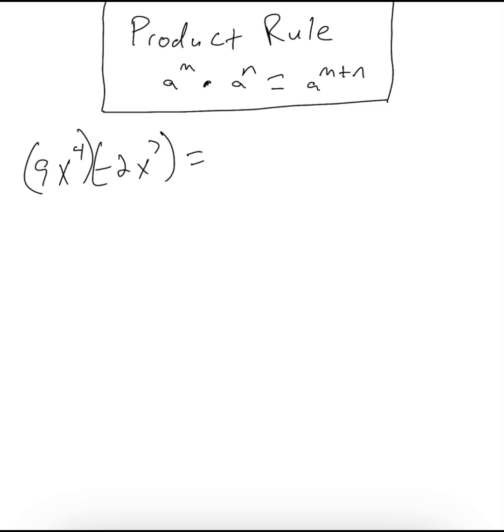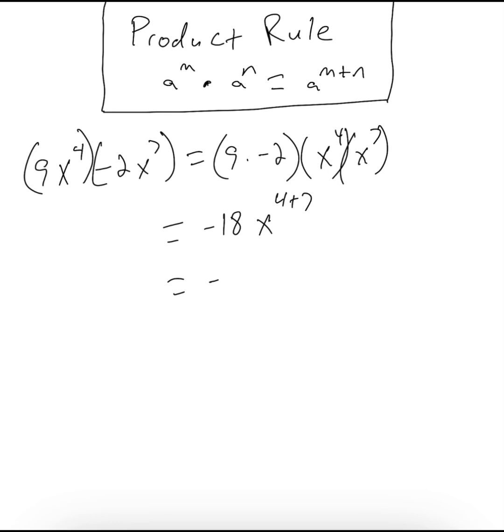Now we have 9x raised to the power of 4 times negative 2x raised to the power of 7. So first we're going to bring out our 9 and negative 2. So we have 9 times negative 2 times x raised to the power of 4 times x raised to the power of 7, which is going to equal negative 18x raised to the power of 4 plus 7, which equals negative 18x raised to the power of 11.